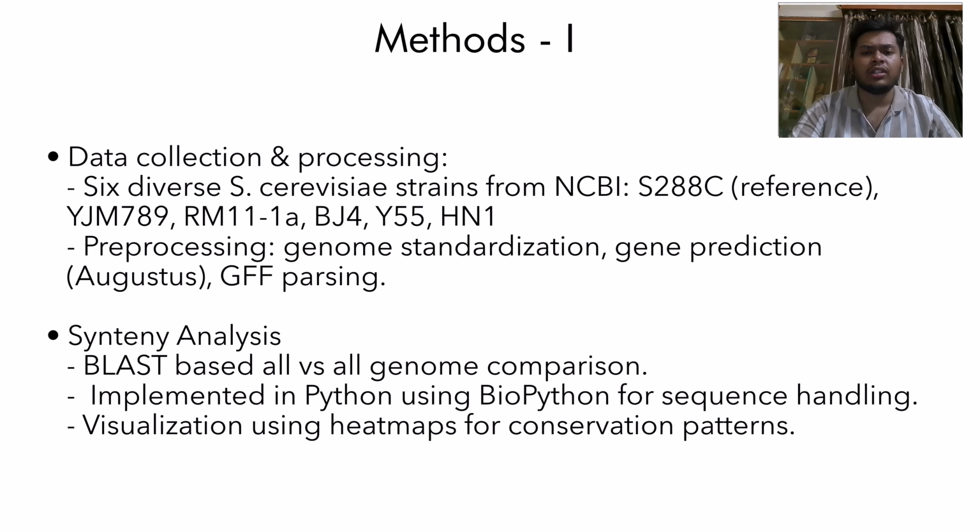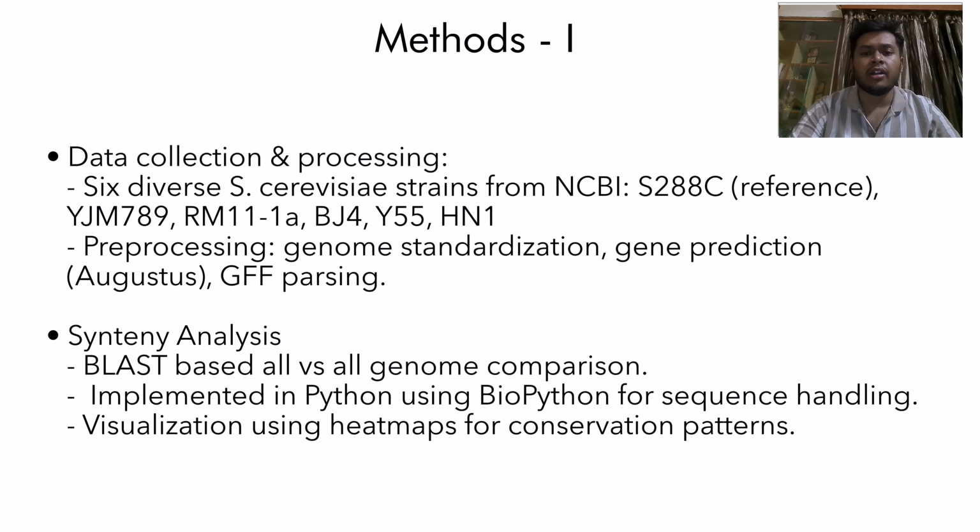For data collection, we selected six diverse Saccharomyces cerevisiae strains to represent different ecological niches and evolutionary histories. S288C serves as our reference laboratory strain and is the most well-characterized yeast strain with extensive functional annotation available. YGM789 is a clinical isolate providing insights into adaptations that might contribute to pathogenicity.